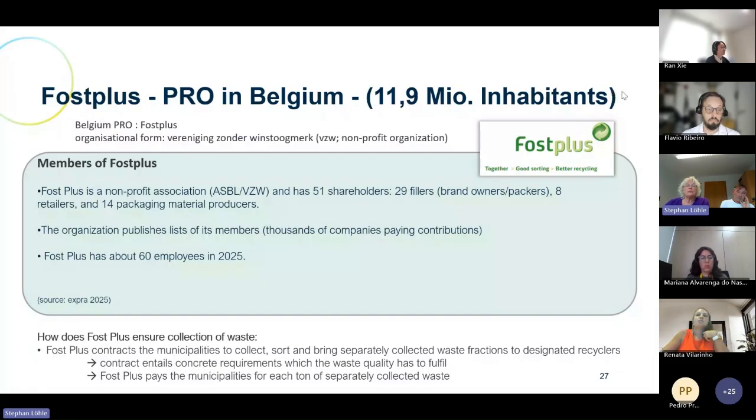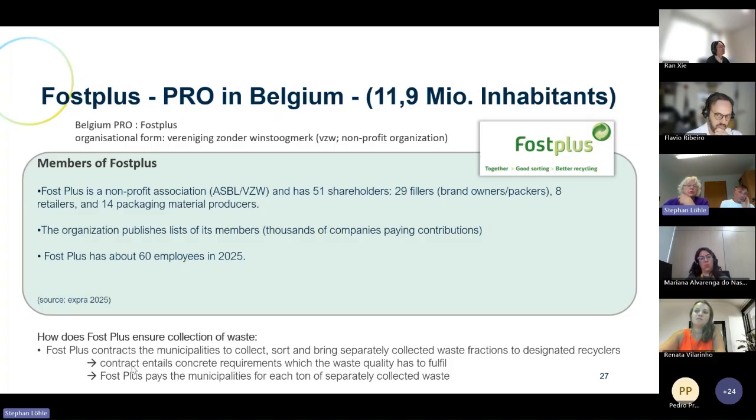And I want to give you two examples. Belgium, 11.9 or 12 million inhabitants. FOST Plus is a non-profit association, has 51 shareholders: 29 are fillers, brand owners, packers, 8 are retailers, and 14 are packaging material producers. And the organization published a list of its members. It's more than 100,000 members who have to pay, and it has about 60 employees.